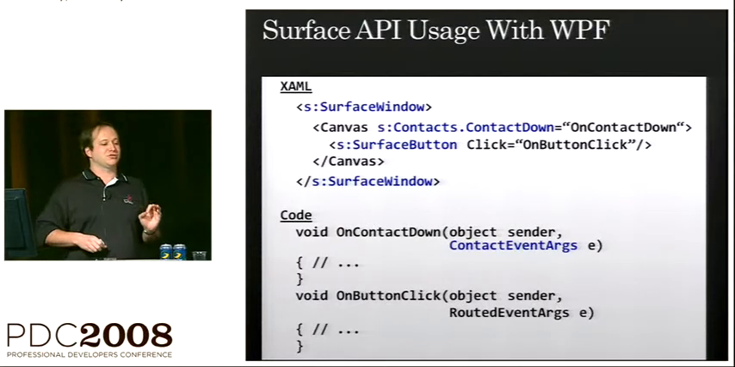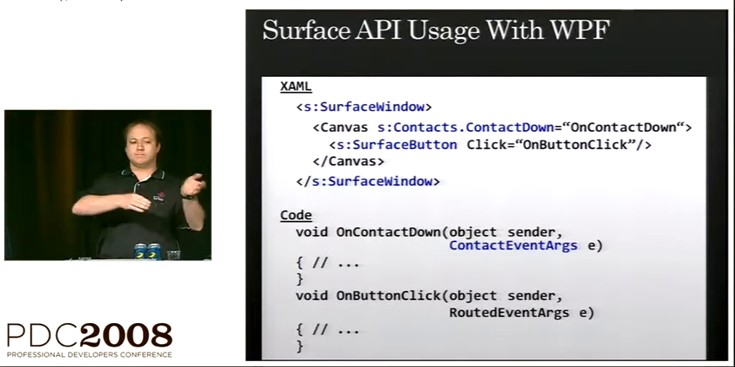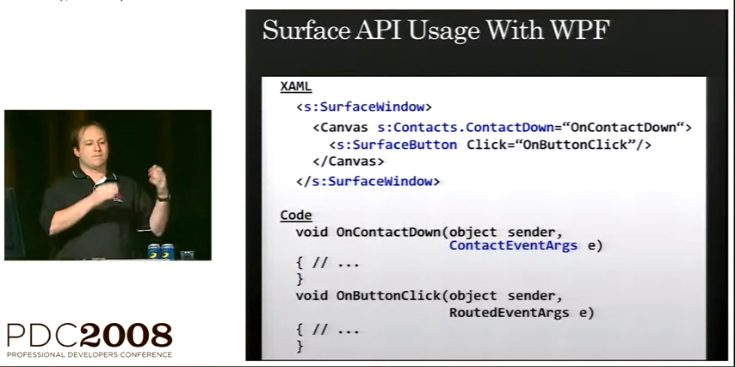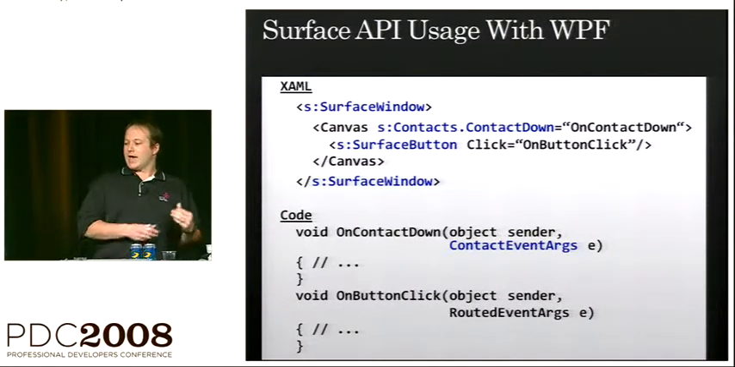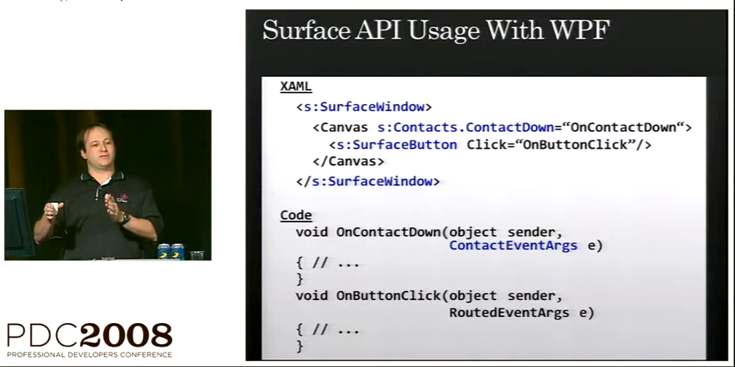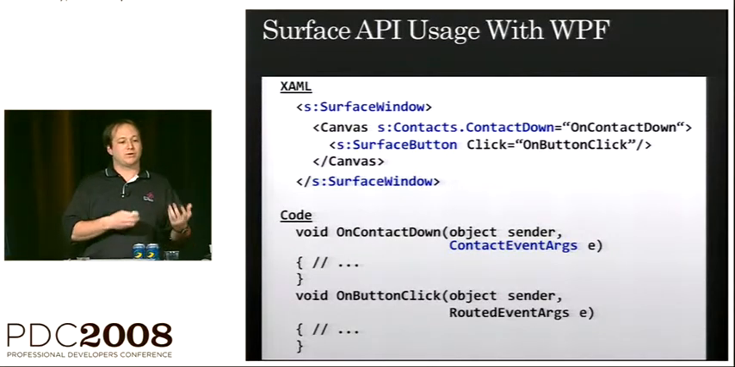It's a couple of really small changes. We're going to go from Window to SurfaceWindow. We're going to go from Mouse.MouseDown to Contacts.ContactDown. And we're going to go from Button to SurfaceButton, but we're going to continue to use the same Click event because that's what a button does after all.